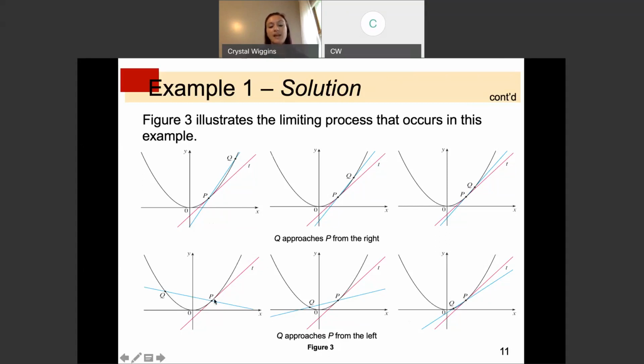And the same thing happened as we picked values that were much smaller than P. Okay, notice that this blue line really is not very helpful. It is very different. It has a completely different sign on the slope. But as we brought the point Q closer and closer to P, you could see that it was lining up closer and closer to the correct tangent line.